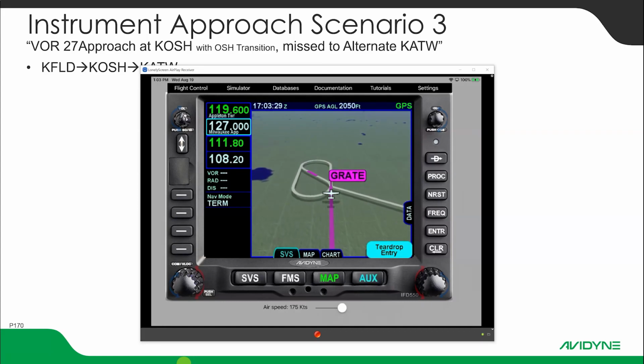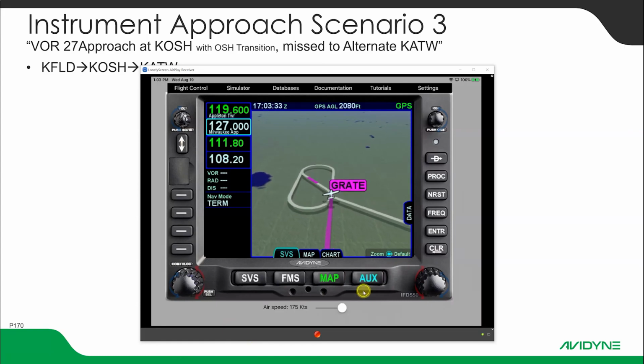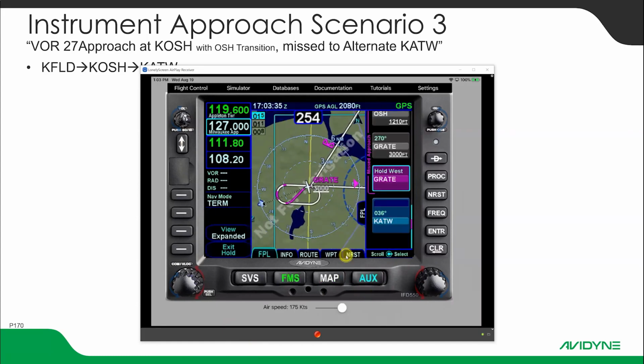Here we're entering the hold. Again, it gives us a cue that we're entering a teardrop entry. Go back over here. You can see it from this angle.